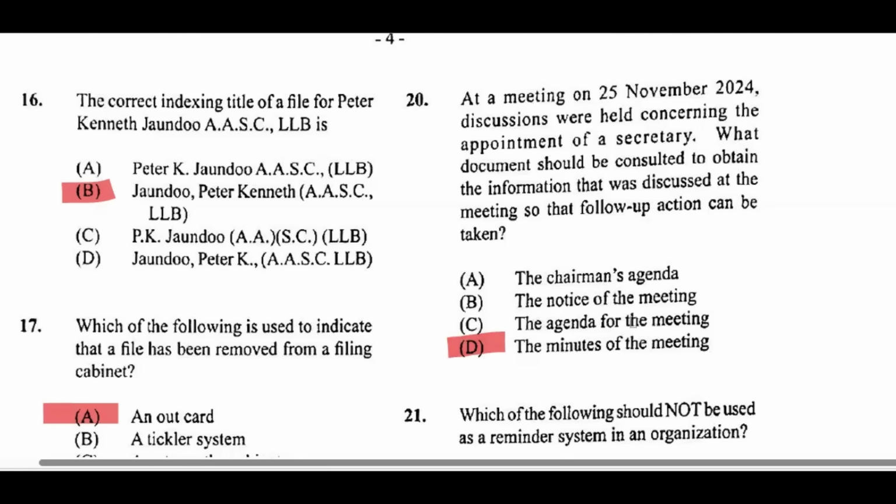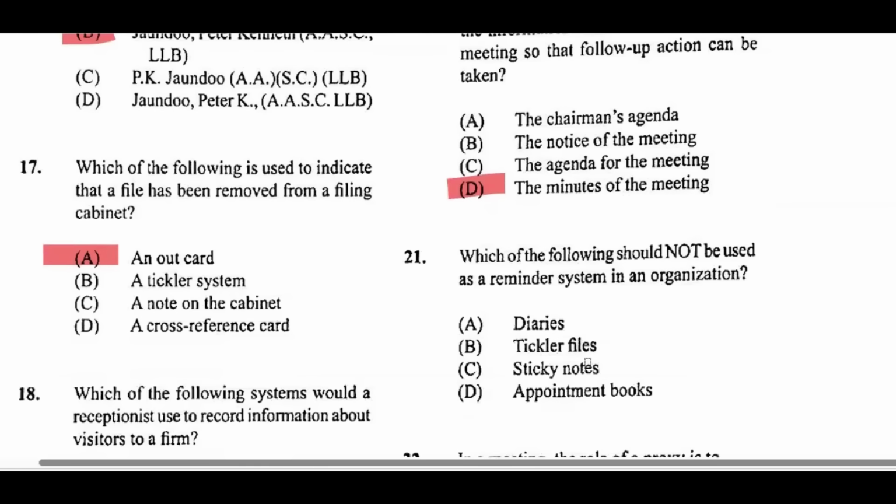The agenda is a list of topics to be discussed at a meeting. The notice of a meeting is just a document identifying who must attend the meeting, the venue, time, and date for the meeting. The chairman's agenda is totally different. So the minutes of the meeting is a summary of what took place at a meeting. If we have anything to follow up, all we have to do is check the minutes.